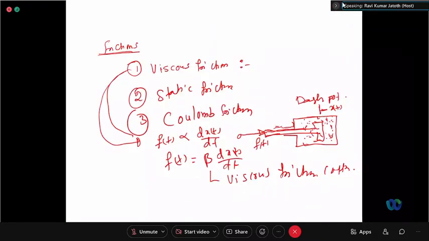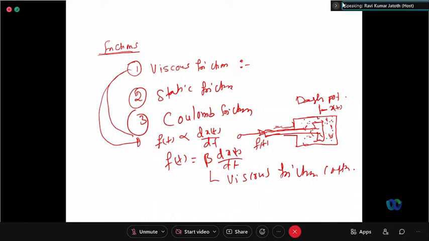The next one is friction. You know what is friction and what is the advantage of friction. If friction is not there, is movement possible? No, sir. So now this friction is of three types: one is viscous friction, one is static friction, another one is Coulomb friction. So there is a body like this.